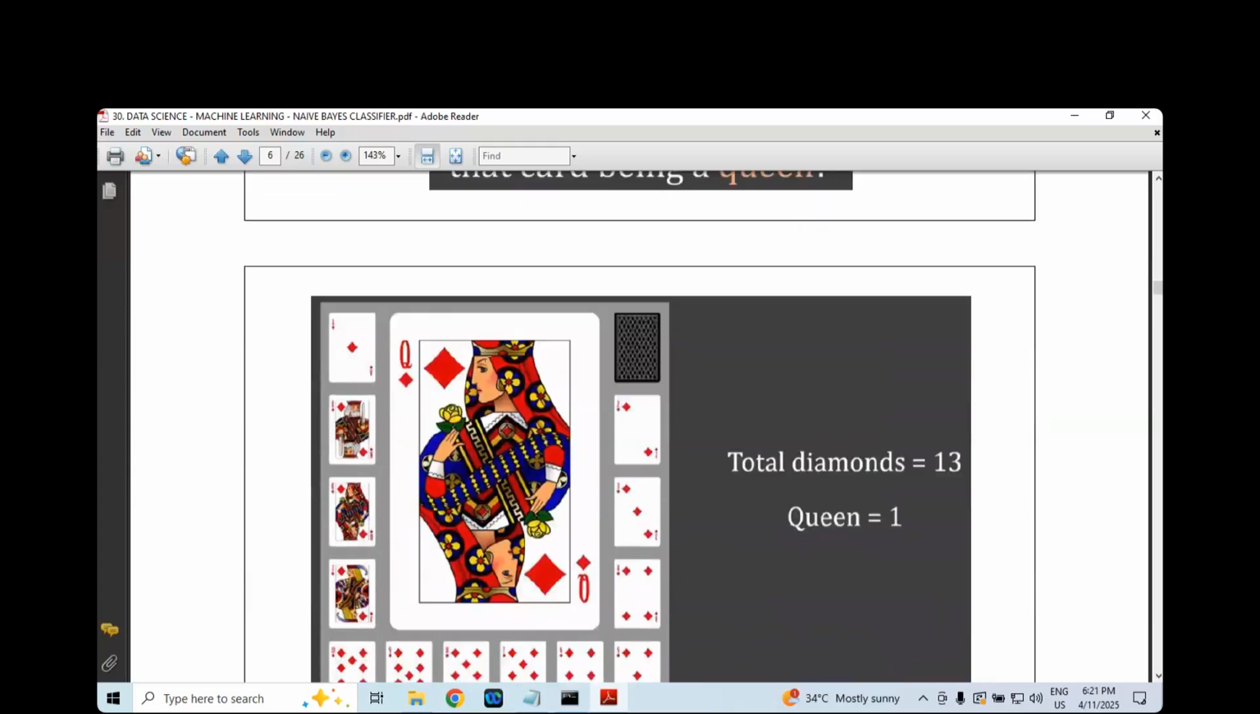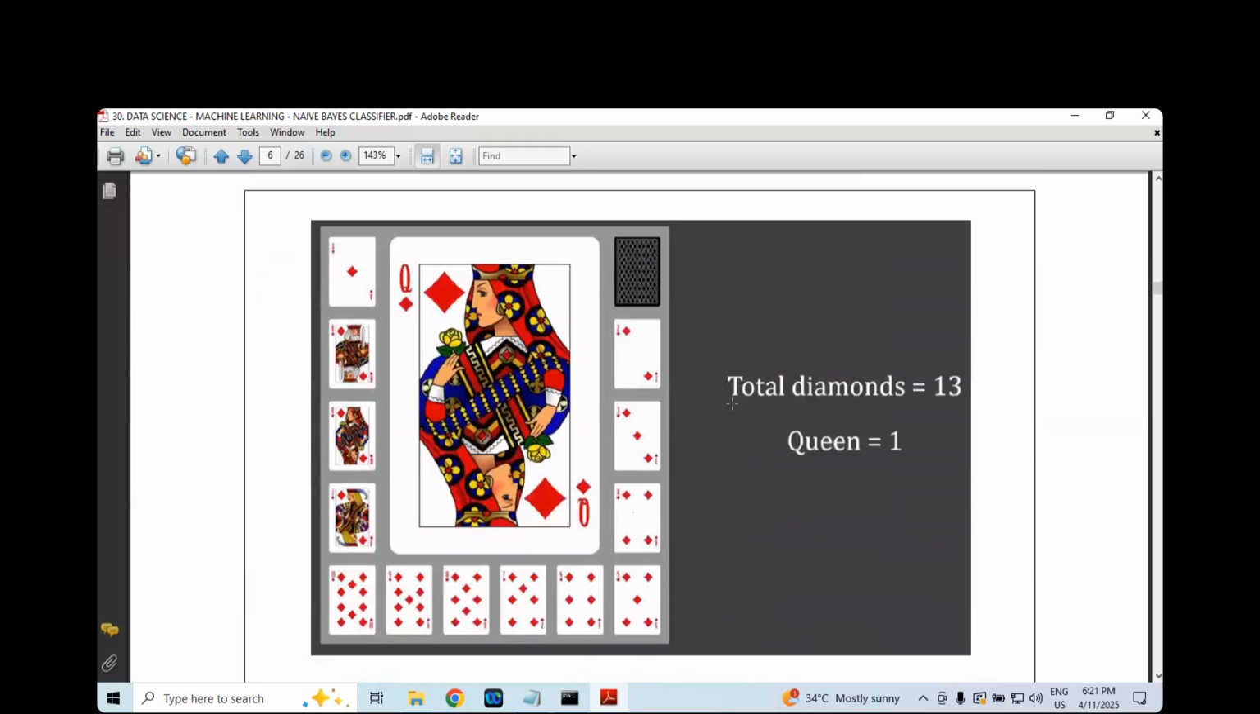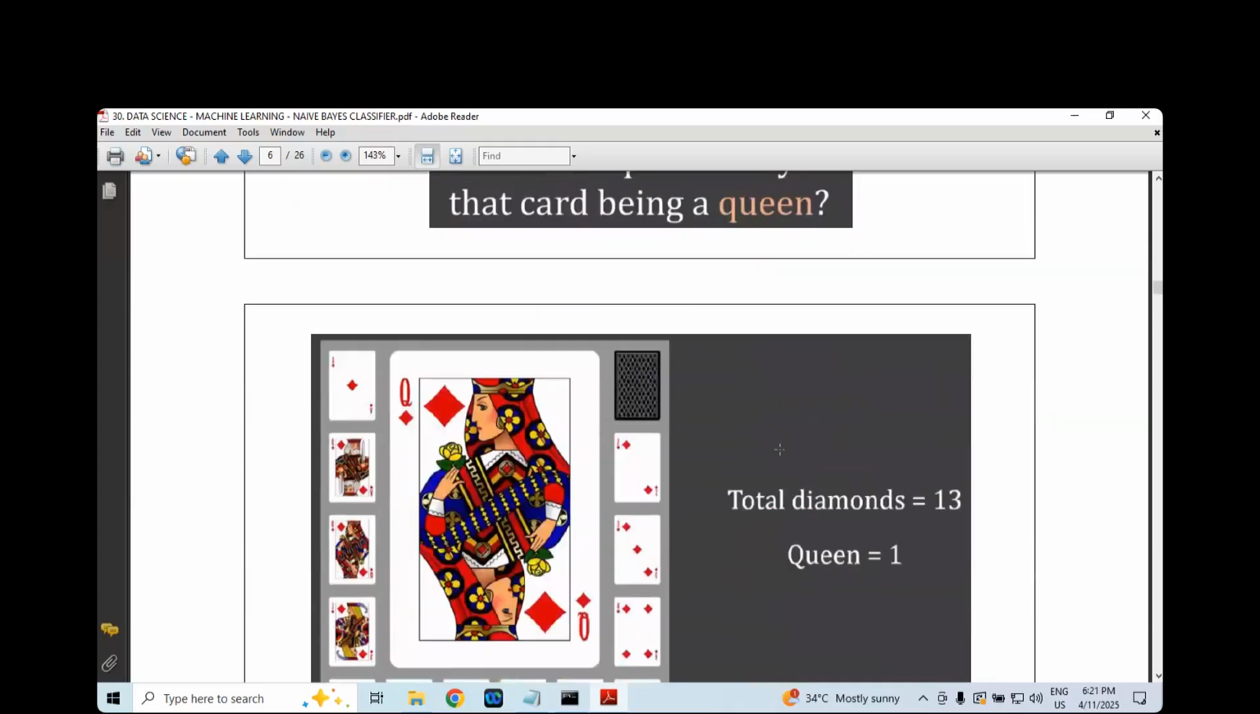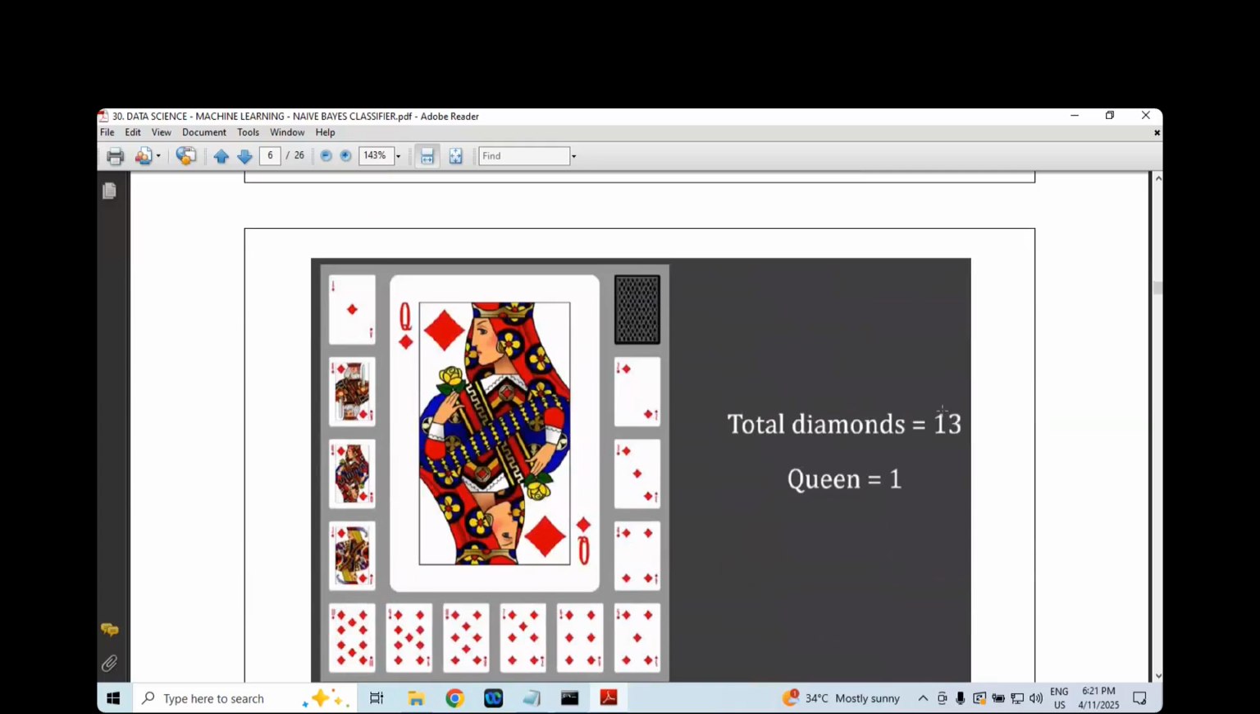Let's do a little math. First of all, you pick a card and it is a diamond. Total how many diamonds? 13. Out of 13 diamonds, the queen appears one time. Queen how many times? One time, right? So this is 1, and these are all the other cards: 10, 9, and so on.